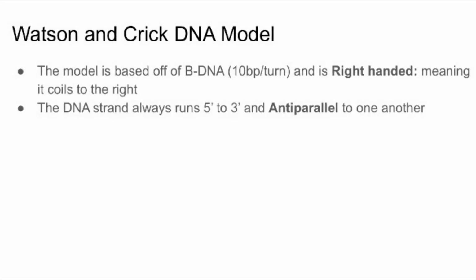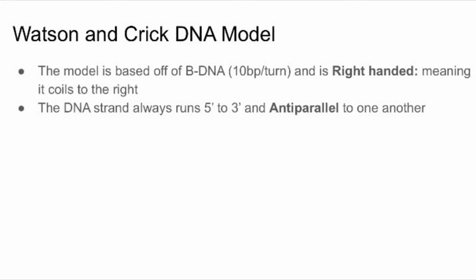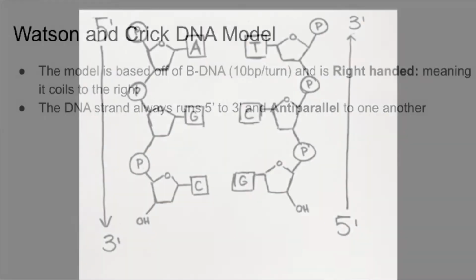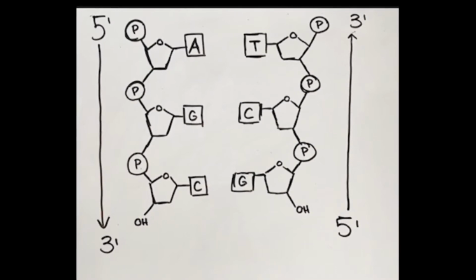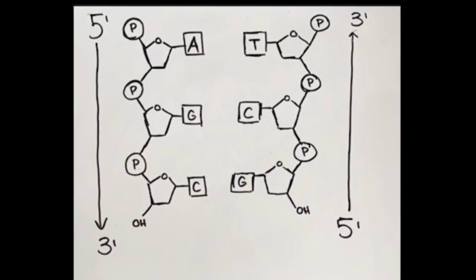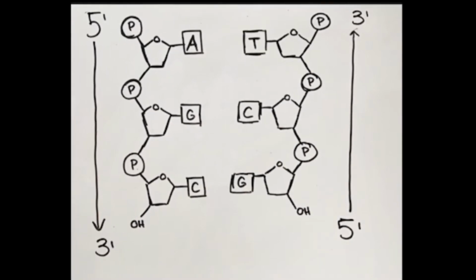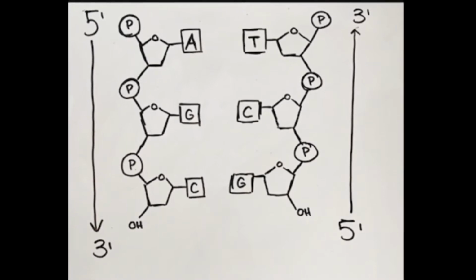The Watson and Crick model is based off of B DNA and is right-handed. This means that the DNA coils to the right. It is also important to note that the DNA strands always run 5' to 3' and anti-parallel to one another. This is an example of two strands running anti-parallel to one another. Both run 5' to 3' but in opposite directions.